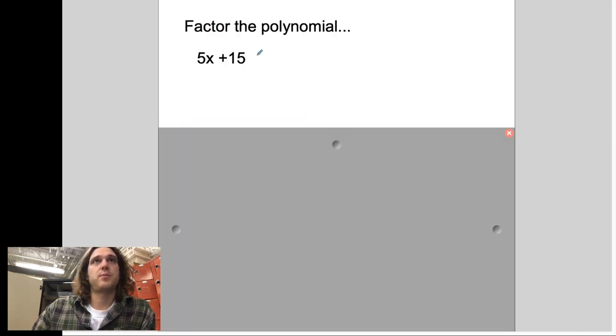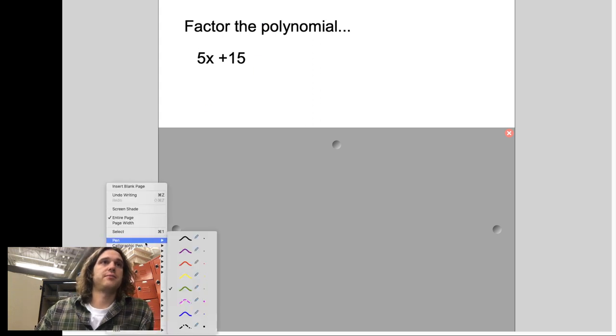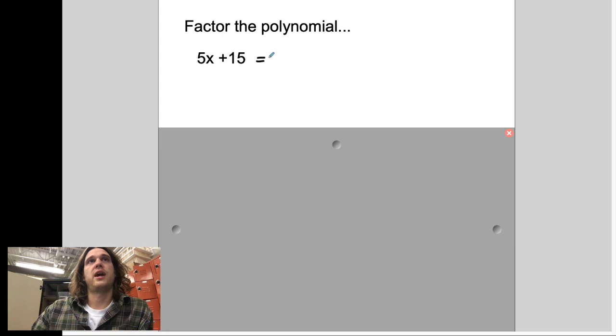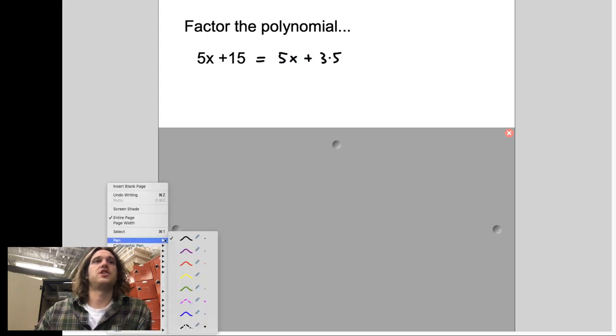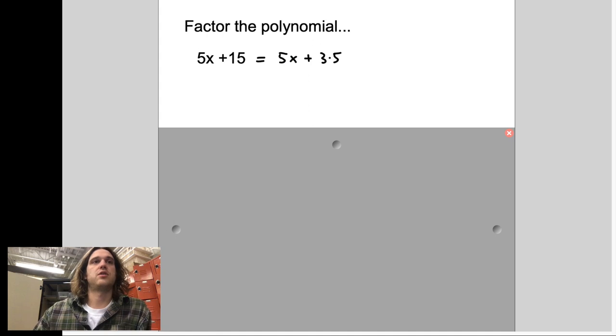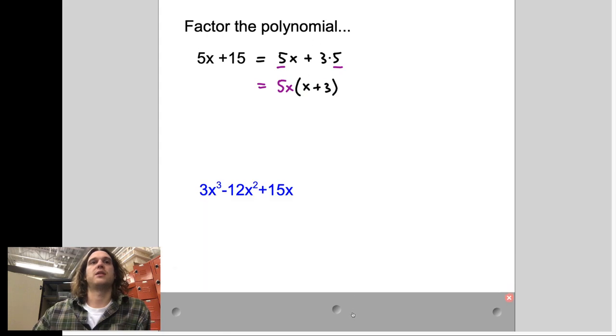Okay, so we're going to factor this polynomial using the GCF. So I can write 5x plus 15 as 5 times x plus 3 times 5. Okay, what are the things that they share in common? Each term. This term has a 5, and this term has a 5. This term has an x, this one does not. This term has 3, this one does not. So when I pull out the GCF, what I'm going to get is 5 times x plus 3, whatever's left over. If you multiply that out, we'll see what we get there.